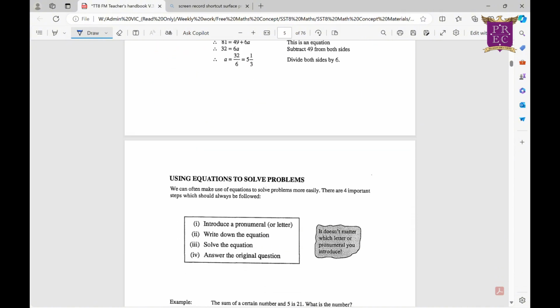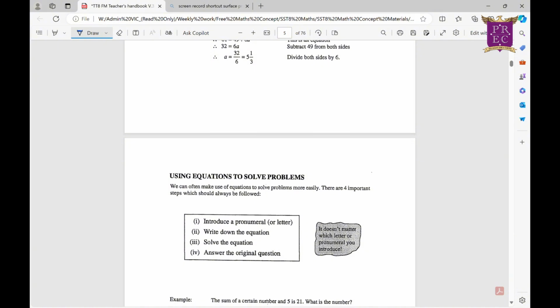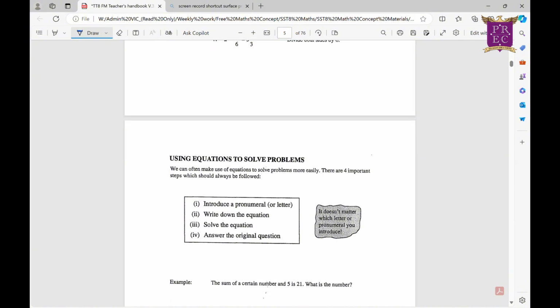Alright, using equations to solve problems. The steps are here. When they've given you the problem, you need to pick a variable, a pronumeral, any letter, x, y, z, could be k, could be m, n, and then you write down the equation. Have a look at the example over here.